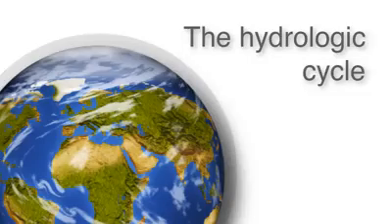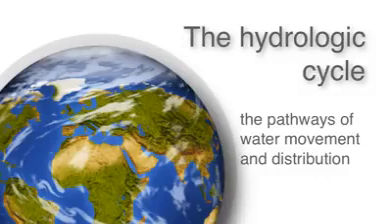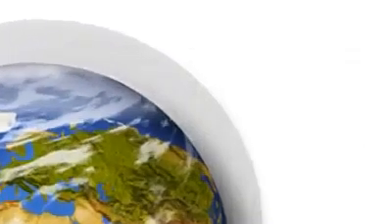The hydrologic cycle consists of the pathways for how water moves and is distributed on the planet. Recall that we're largely focused on freshwater, so the oceanic water is not considered. Let's begin by thinking about water in the atmosphere.